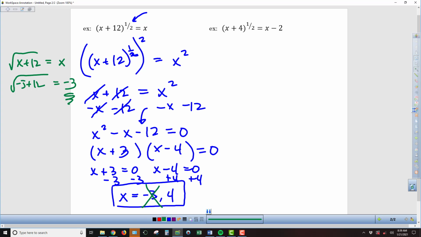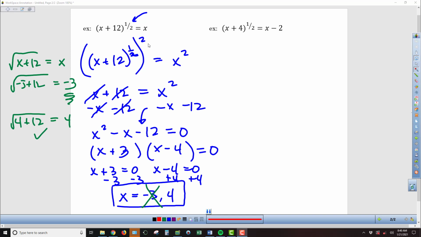But if I test 4, I've got 4 plus 12. I'm going to take the square root of that, and that's got to equal 4. Well, 4 plus 12 is 16. The square root of 16 is indeed 4. So that one works. So this time I ended up with an extraneous answer. So in these problems, whenever we get two answers, we should always be checking to see that both of those answers work, because it's very likely that we're going to have an answer that is extraneous.